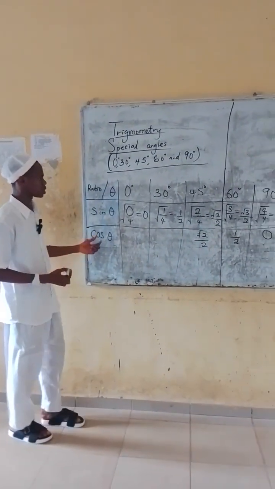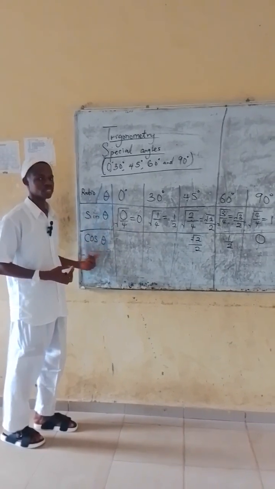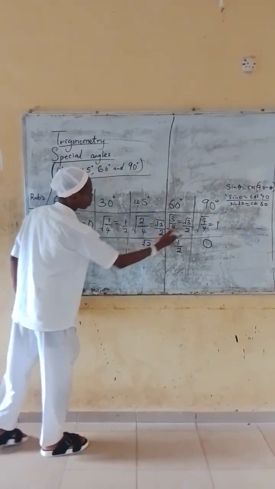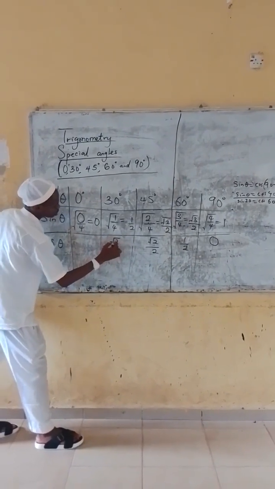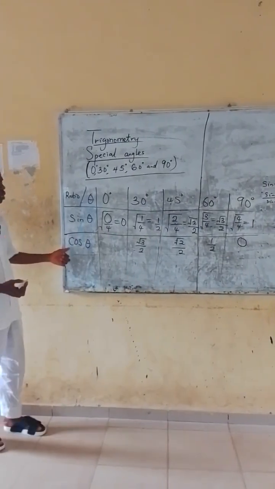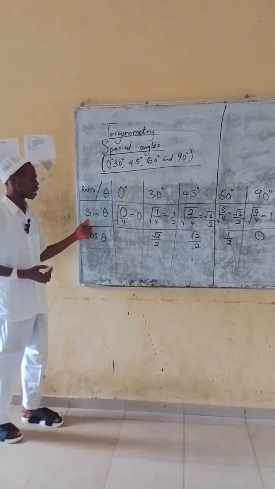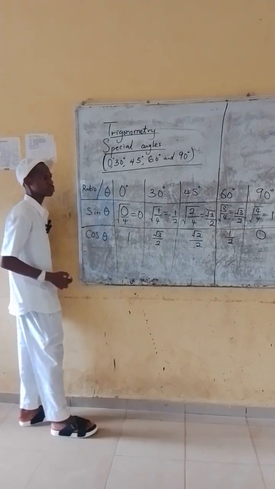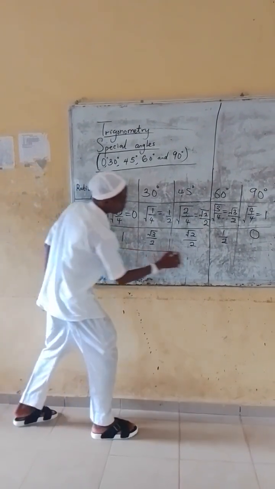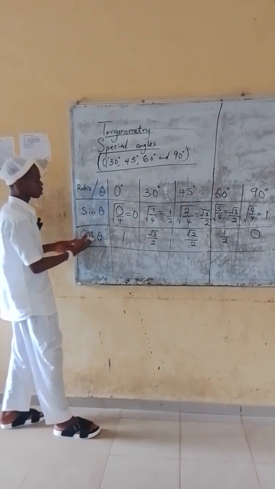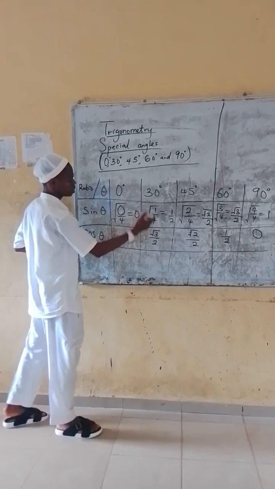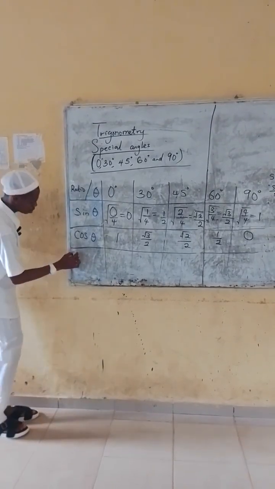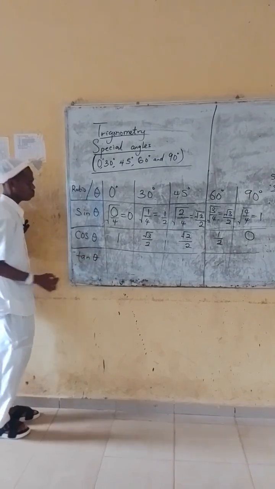And then the next one is sine 60, which is the same thing as cos 30. In that case, sine 60 was root 3 over 2. That means cos 30 is root 3 over 2. And then when I come here, which is 0, sine 90 will be the same thing as cos 0, and that will be 1. Now, in that case, cos 0 is 1, cos 30 is root 3 over 2, cos 45 is root 2 over 2.